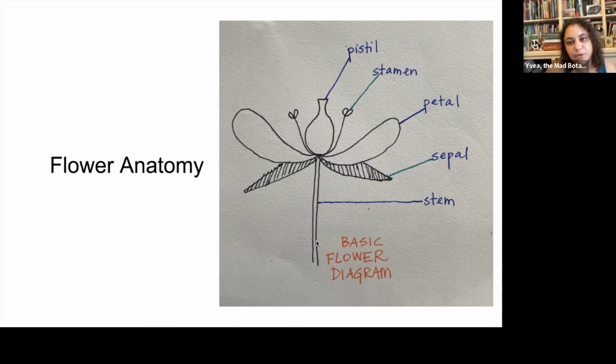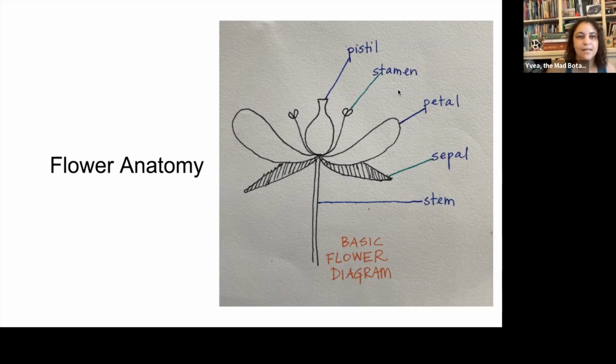So in a textbook, we'd have our stem. We have our sepals. Those are the little leaf-like appendages that you find beneath the petals. They're not leaves, but they're leaf-like. Then we have our petals. And then we have our stamens here that make pollen, and our pistil here, this vase-like thing that makes seeds. And the way that I remember the vocab is PSSP: pistils make seeds and stamens make pollen.